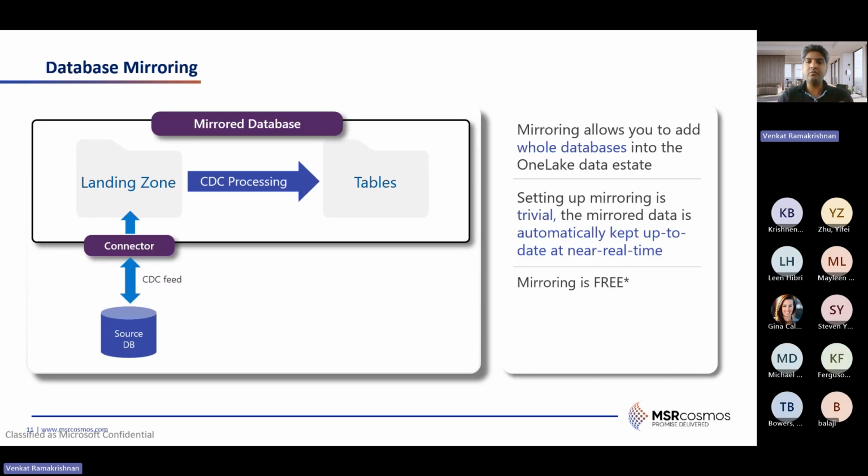So at the bottom, you will see in the slide that we have the source database, and the mirroring engine will first replicate the entire source. In the initial load, it will take the data, put it into the landing zone, and that's where the engine starts processing the data into the mirror tables.